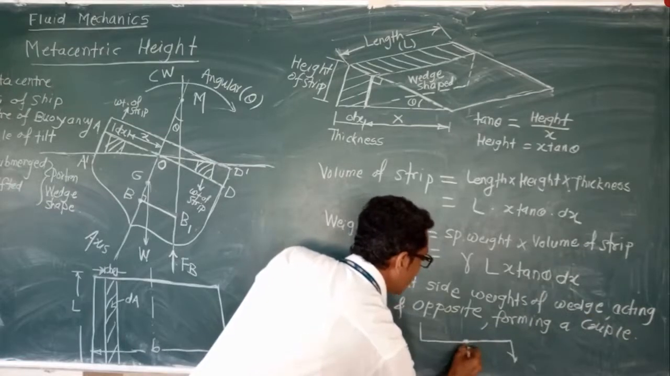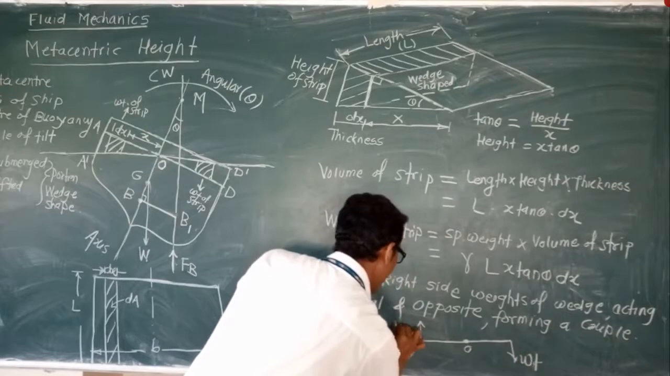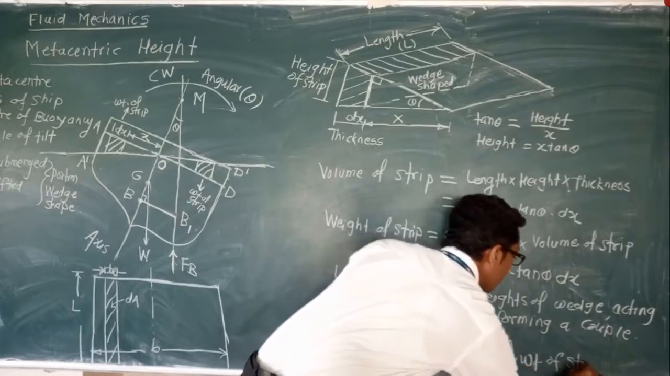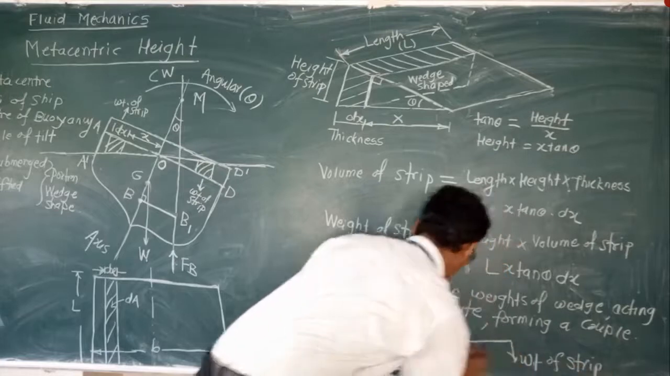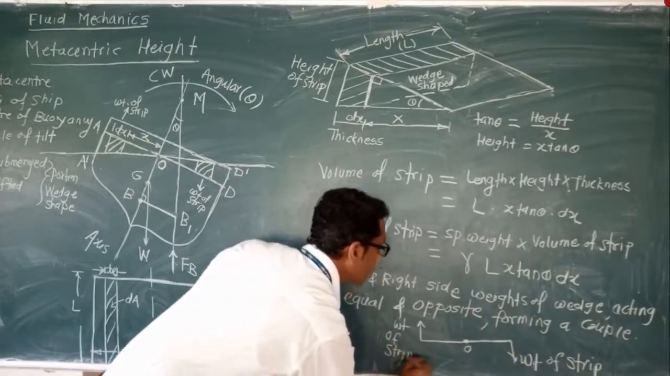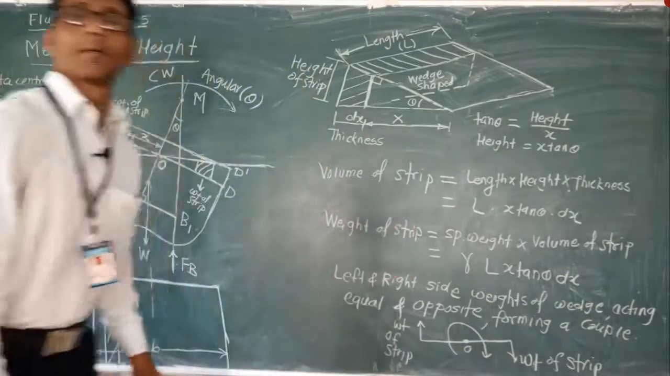About this point O, here is a weight and here is also a weight of strip, so it forms a couple like this.